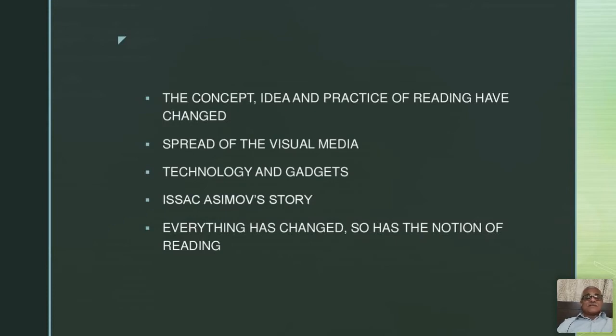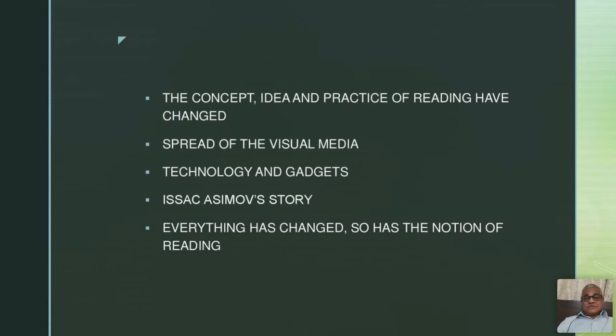And every generation has the habit of saying, in our times, we used to read a lot. So this is something that I would like the English language teachers to consider very seriously and see if that is true. Possibly we must start with accepting the idea that the concept of reading and the practice of reading as we understand it, the very concept has changed. That's very important.